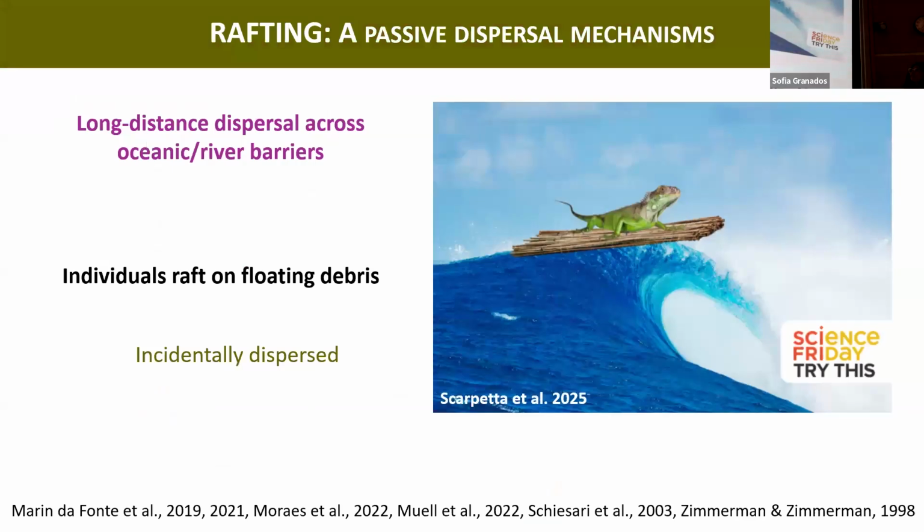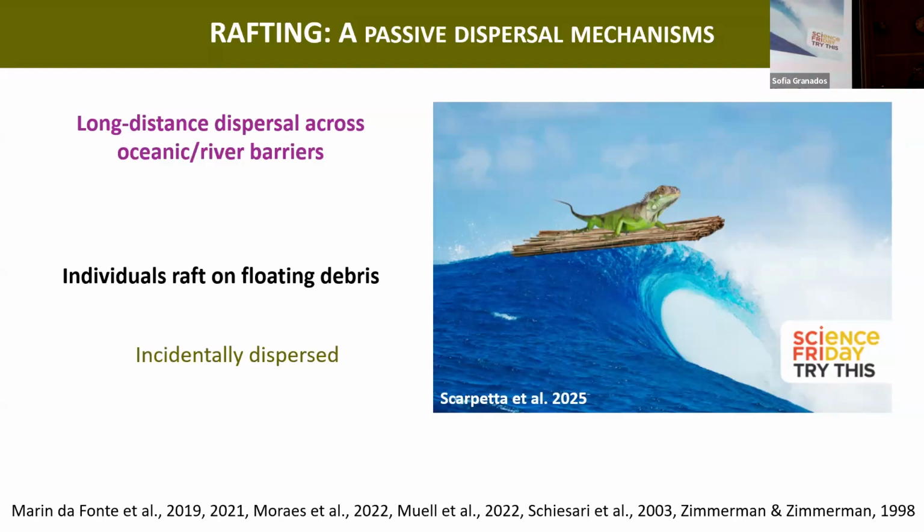So I'm going to introduce you to this dispersal hypothesis that is called rafting. Rafting is a passive dispersal mechanism that is used to explain long distance dispersals across rivers and across oceanic barriers. What it basically says is that individuals raft on floating debris, and that's the way they are able to get into new ecosystems. And this is very studied in islands.